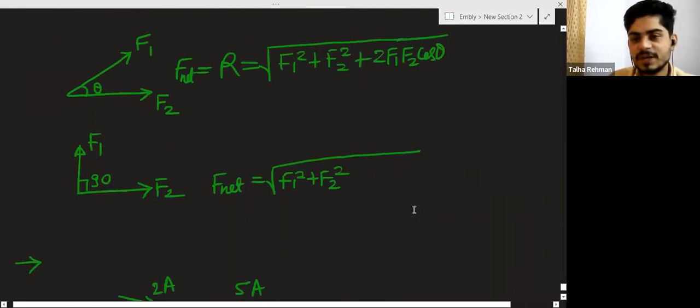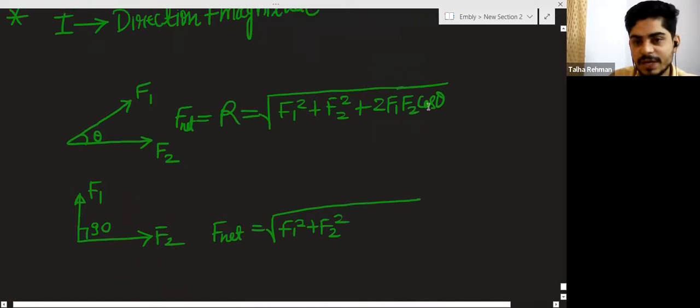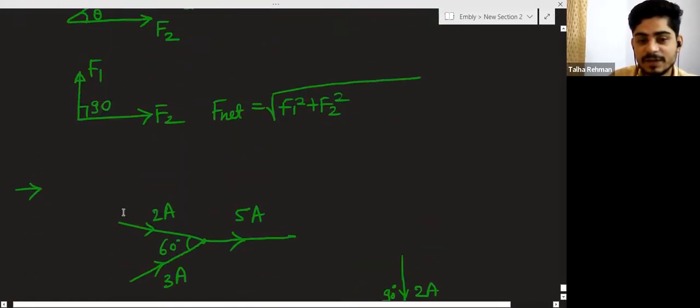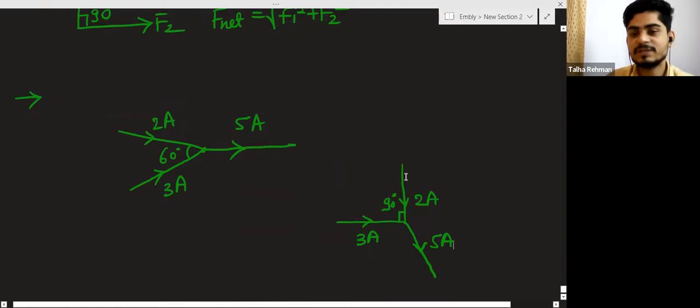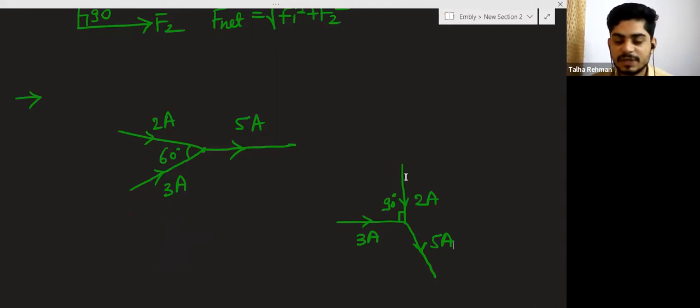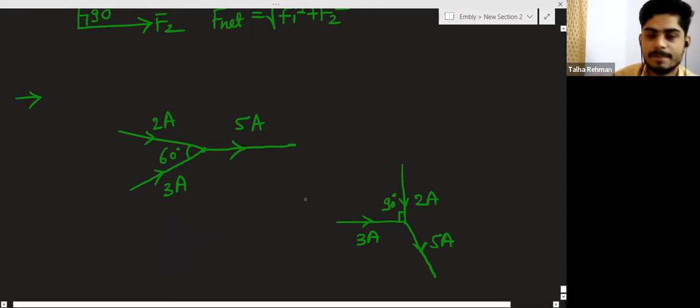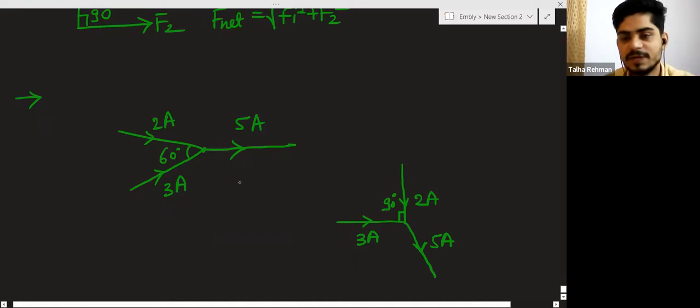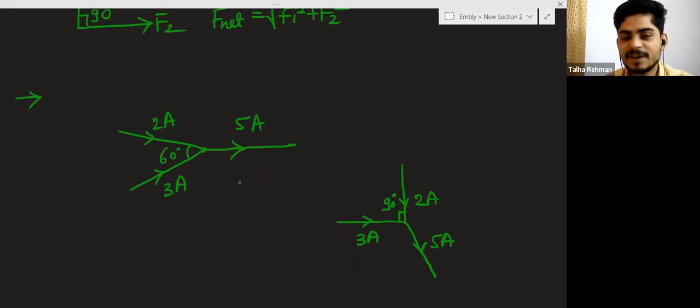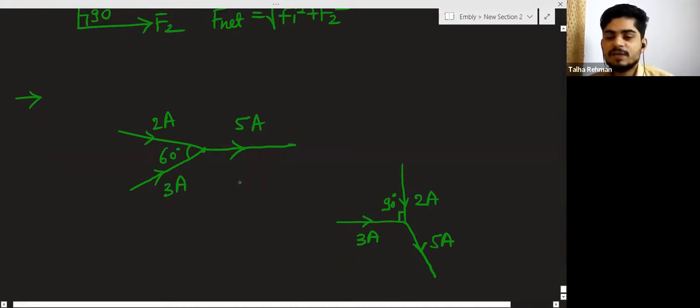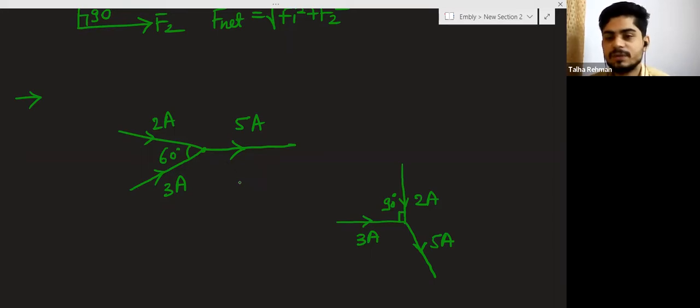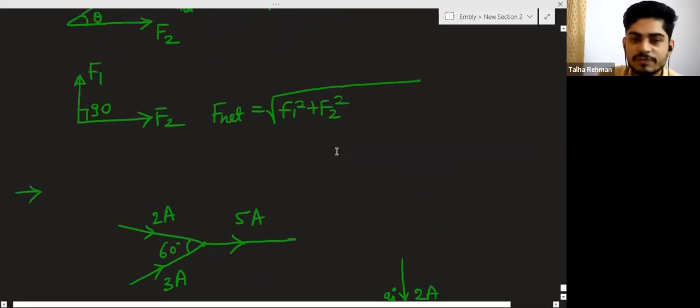If current followed the law of vector addition, it would change with the angle, but the current is not changing with the angle. So we can say current is not a vector quantity. Current is not a scalar quantity. Current is a tensor quantity, and tensor quantities are not in your syllabus. So you will add current like scalar quantities, like 5 ampere plus 2 ampere equal to 7 ampere. You will not use the vector laws here.